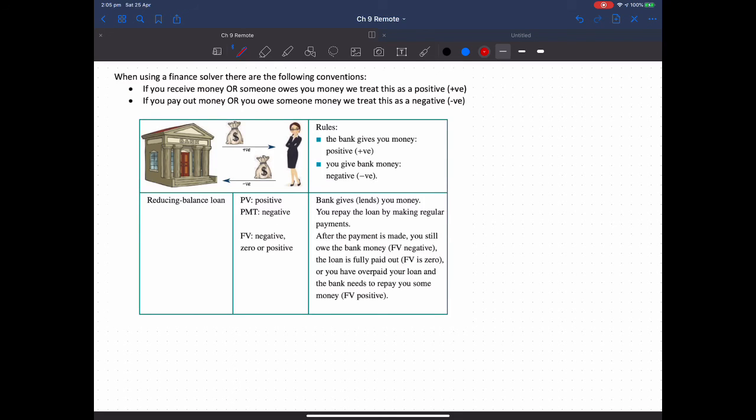This table just reminds you about what I said about positive or negative. If you receive money or someone owes you money, that is a positive. If you pay out money or you owe someone money, then that is a negative.